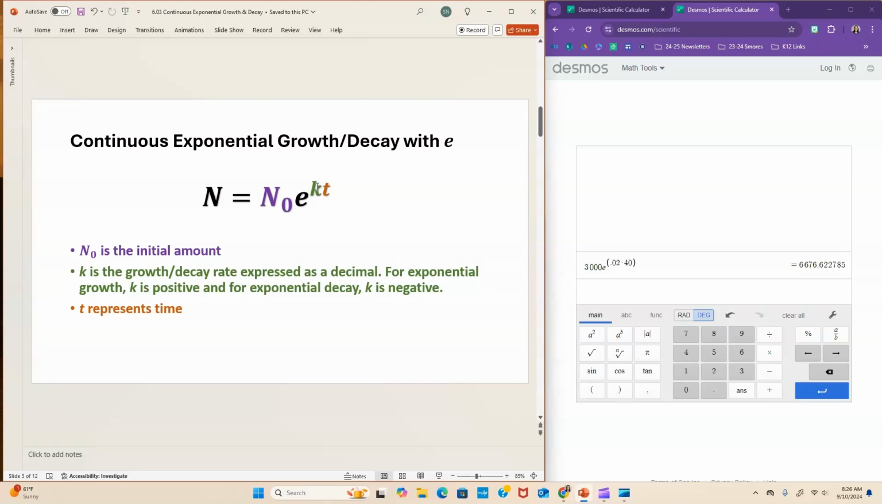k is the growth or decay rate. Remember, if it's given to us as a percentage, we have to convert it to a decimal. The way we know if we have growth or decay is that k will be positive when we have growth and k will be negative when we have decay. And as always, t is going to represent time.